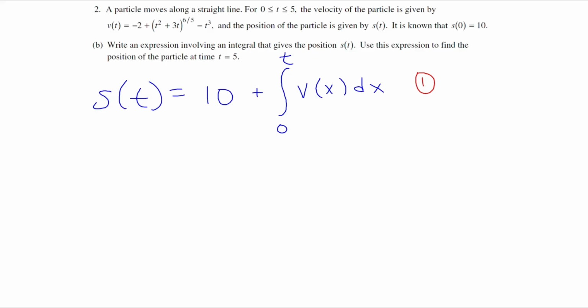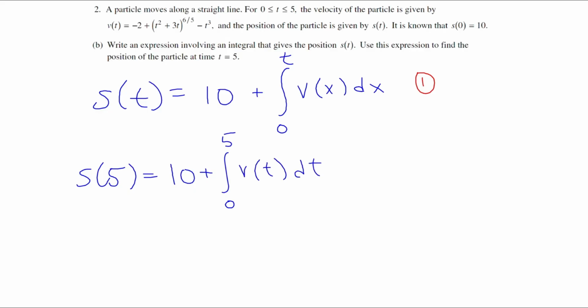And then to get the second point, we want to use it to find the position at 5. So we just want s of 5, which is 10 plus the integral from 0 to 5 of v. Well, our calculator will allow us to do that.